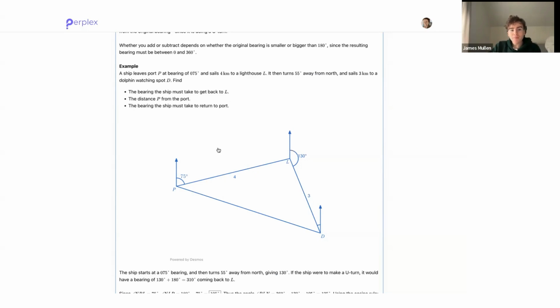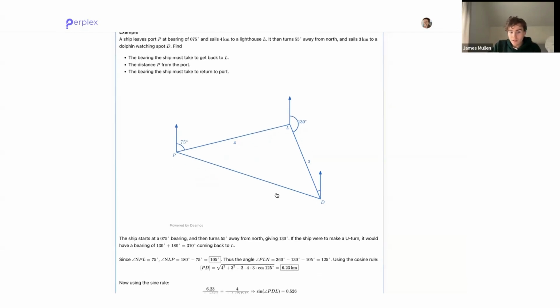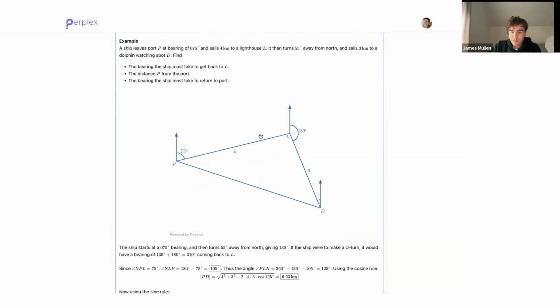Okay, and we want to find the bearing the ship must take to get back to L, the distance that it is from the port when it gets to D, and the bearing the ship must take back to the port. So a lot of things happening here. All right, let's begin. I start at a 75-degree bearing until I get to L, and then I add 55 degrees. That brings me to 130 degrees when I take my 55-degree turn.